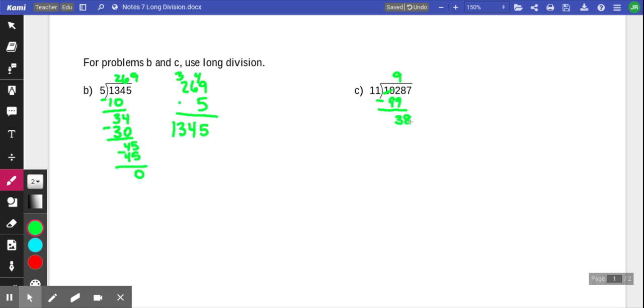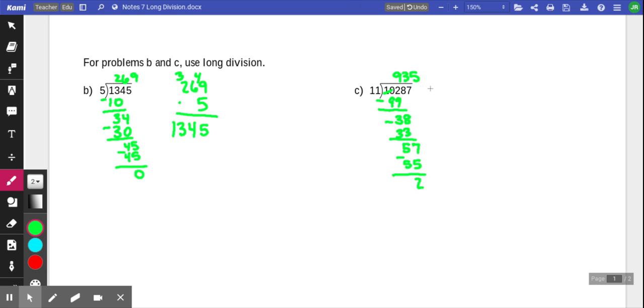11 times what gives you 38, or as close as possible without going over, and that's 3. So 3 times 11 gives you 33, and then those are 5 apart. And then you bring down the 7. 11 goes into 57 how many times without going over? The answer to that is 5. So 5 times 11 is going to give me 55, and we have a remainder here of 2.